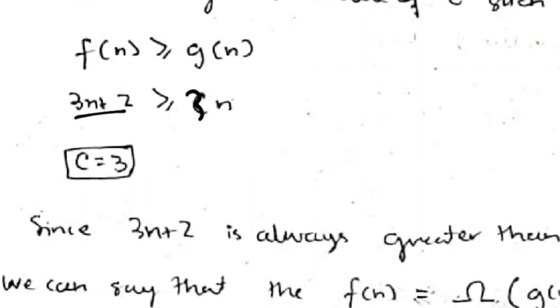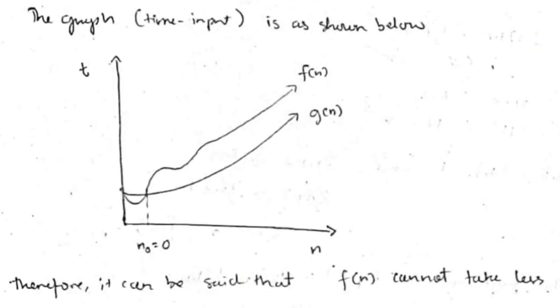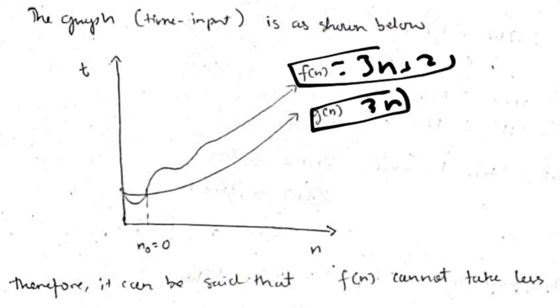If you take n as 3 here, it will be 3n. So it's obvious that 3n plus 2 will always be greater than 3n. That means f of n is 3n plus 2 and g of n is 3n. Okay, so g of n will always take lesser time than f of n for all the values greater than n naught, which is 0. For all values of n greater than n naught, g of n will take lesser time.